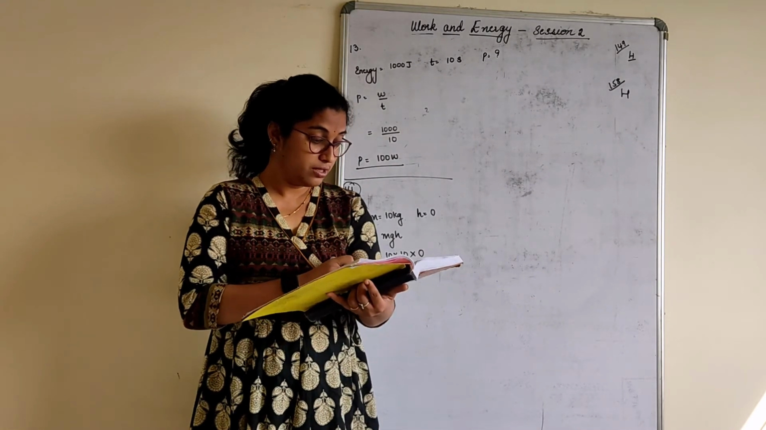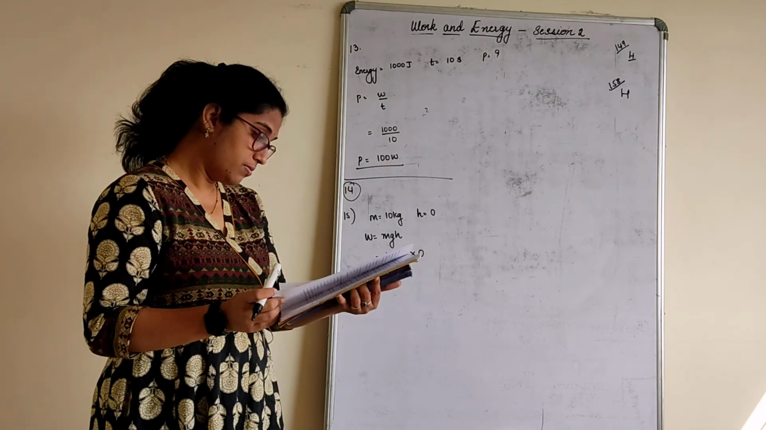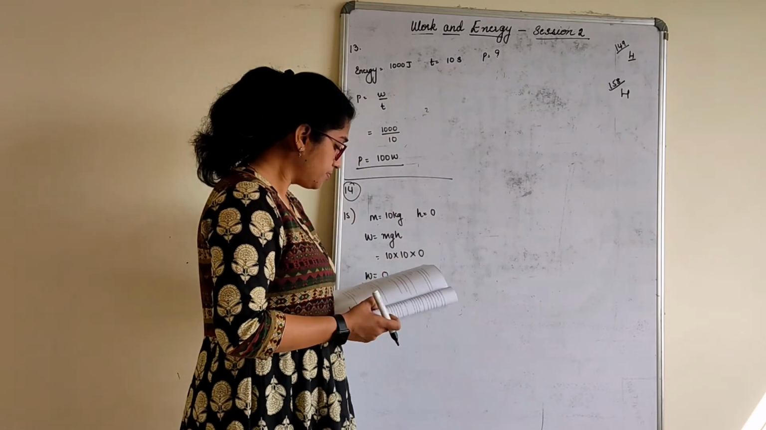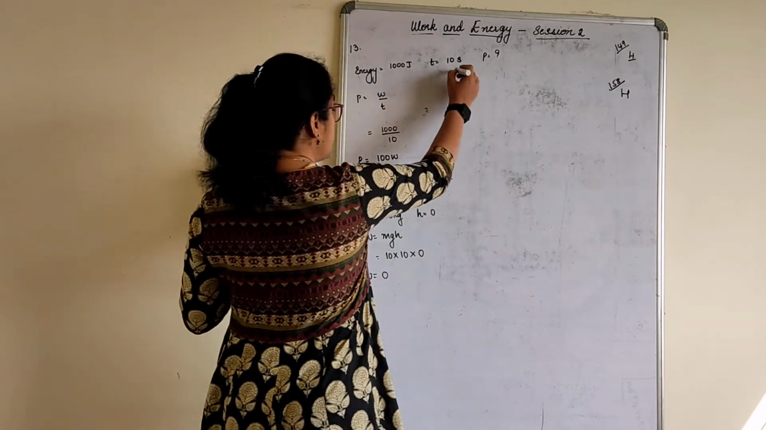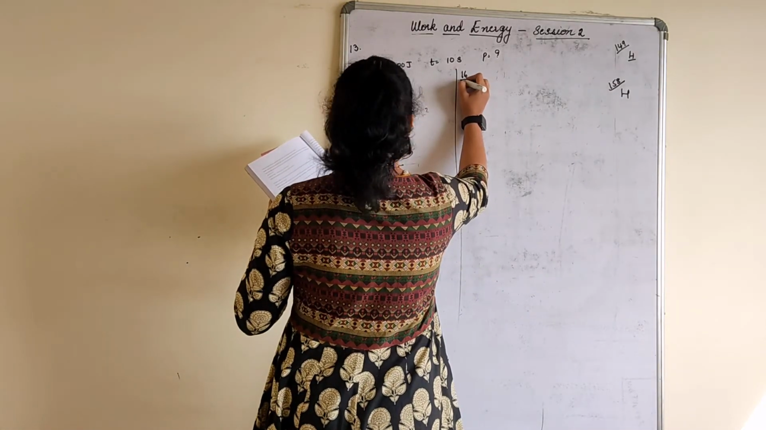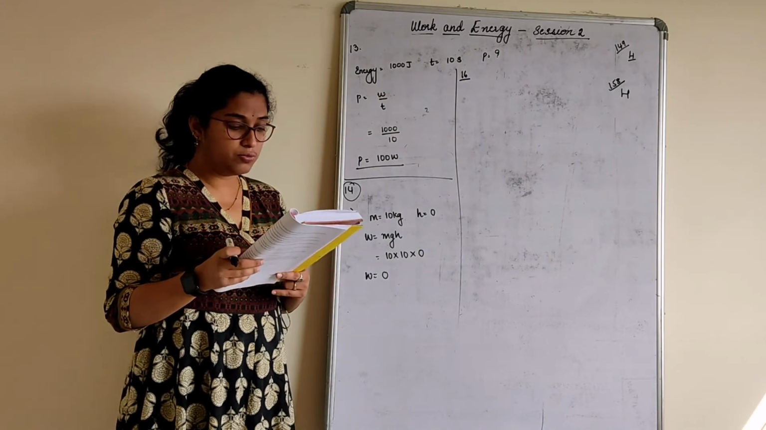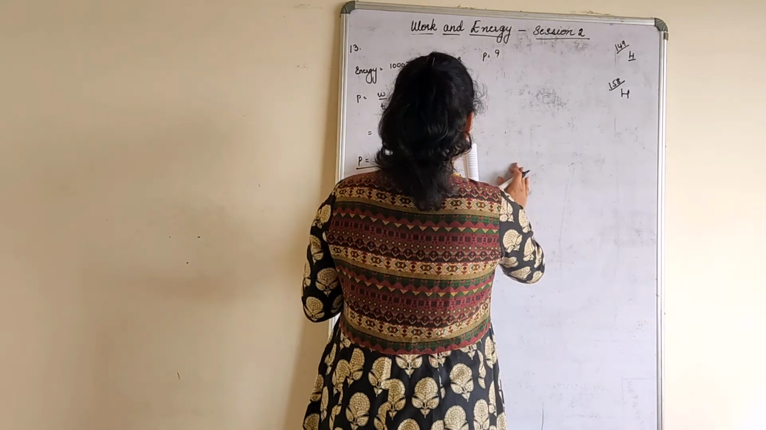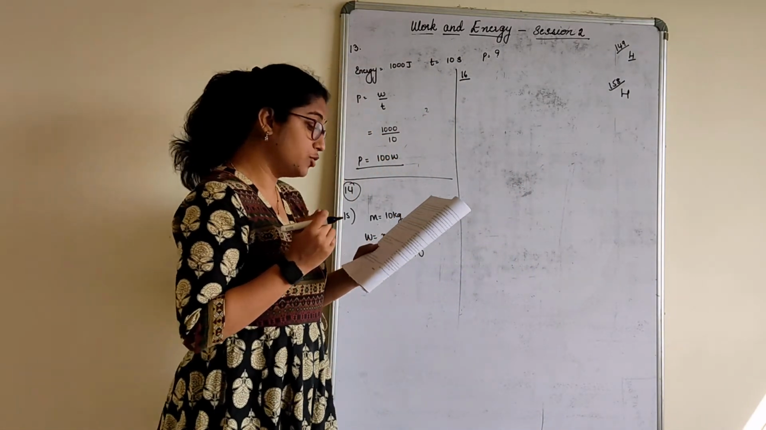So the next question is the 9th one here in the book, what I am reading. So ours would be the 16th one. The question is, a certain household has consumed 250 units of energy during a month. How much energy is this in terms of joules? You have to convert this in terms of joules.